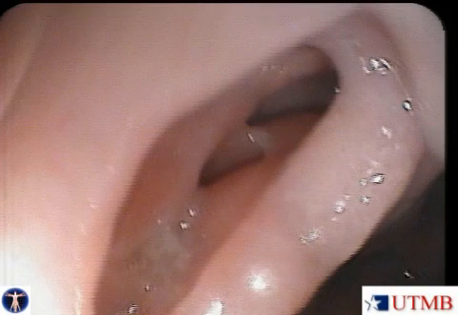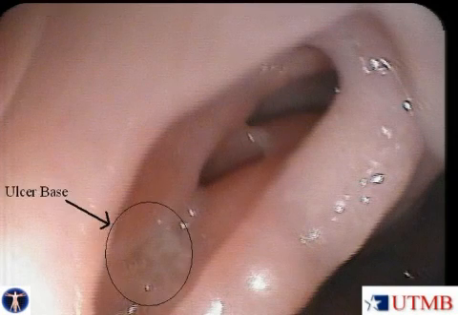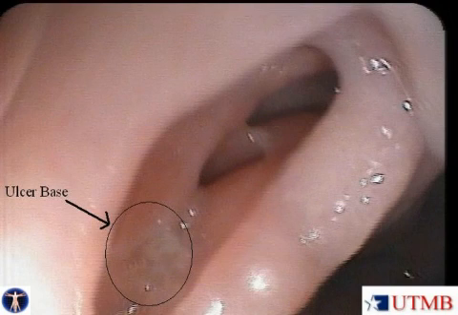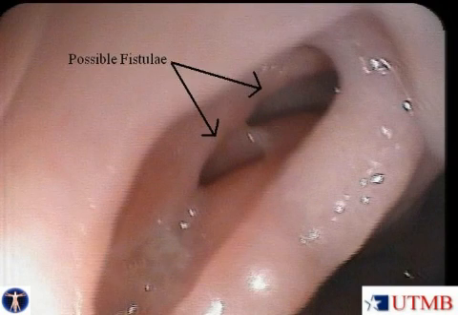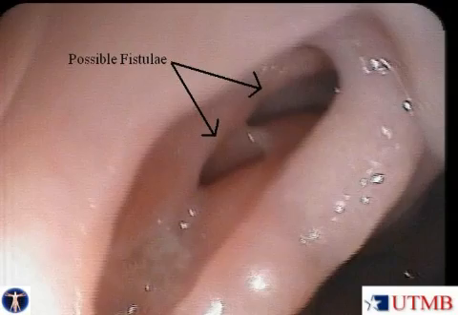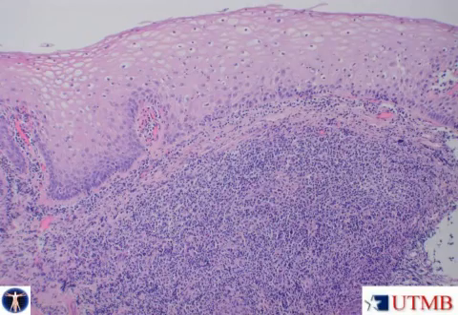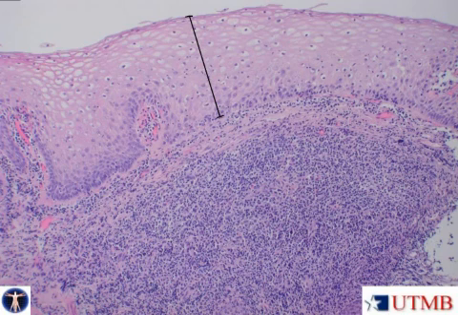Upon entering the distal esophagus, a pseudodiverticulum was noted. There was an active ulcer base seen within the pseudodiverticulum. There were also 2 possible fistulas noted. These findings were located near the GE junction, just proximal to the Z-line. This is a common location where idiopathic HIV ulcers can be found. Biopsies were obtained from the area of active ulceration.